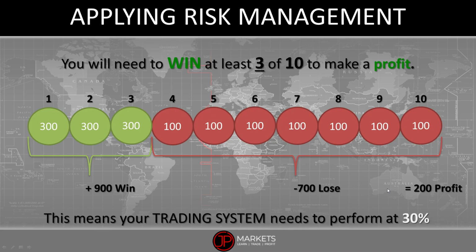where we need to win at least 3 out of 10 trades to make a profit. Okay, so it means your system only needs to perform at 30%, but as we know, our system is performing very well. So we want to see if we change the risk to reward to 1:3, how that would impact the profit that comes home. Alright, so let's go hold those profits on the platform.